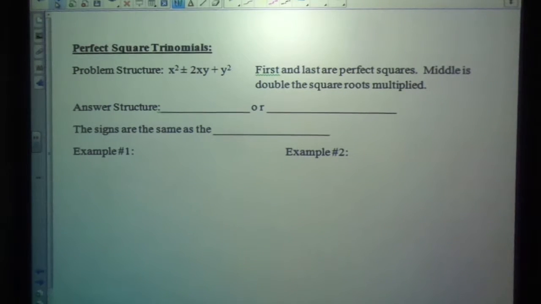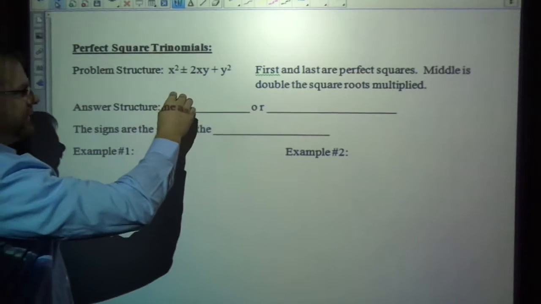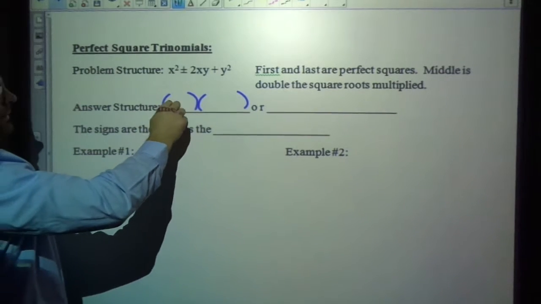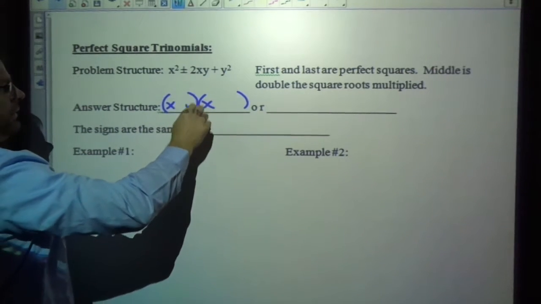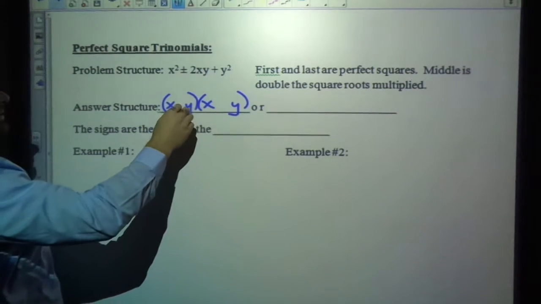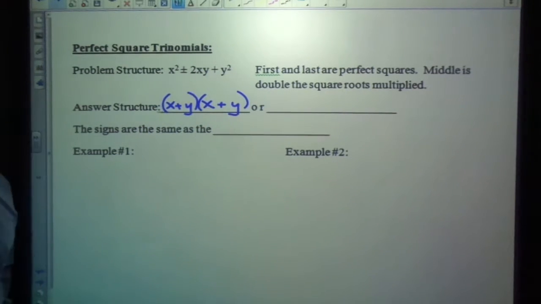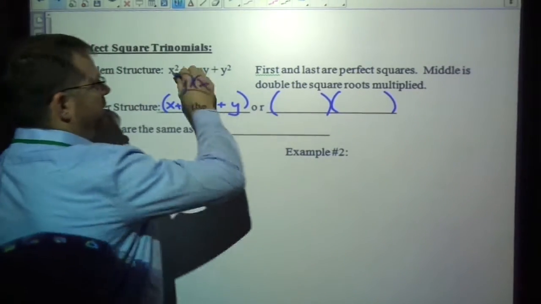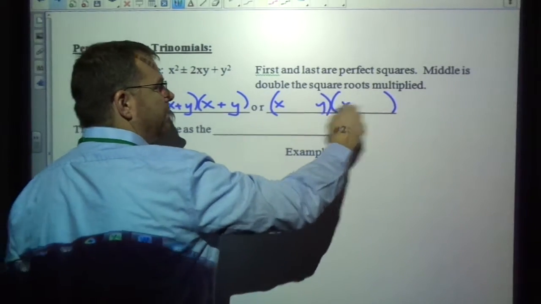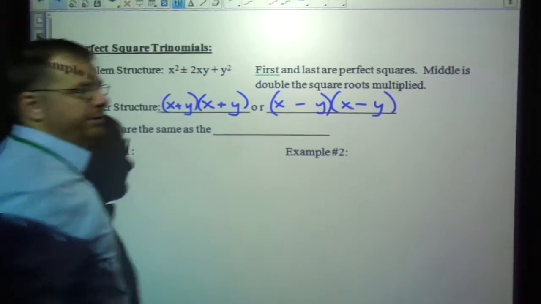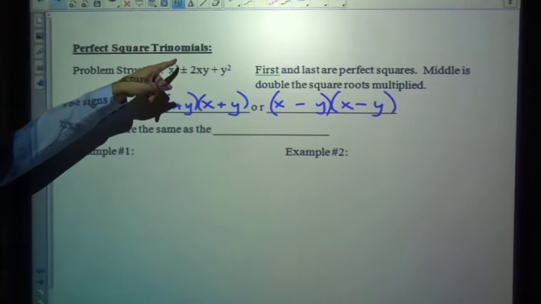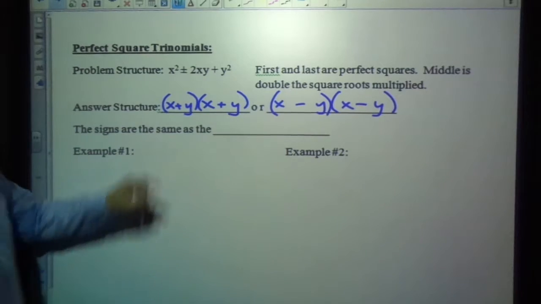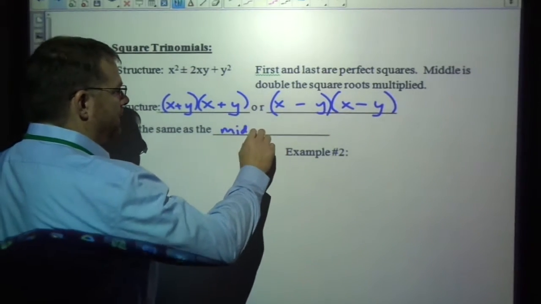When you have something like this, the answer structure looks like this. If this is positive, then it would be the square root here, the square root here, and whatever this sign is going to be the same, plus and plus. If this is negative, then we have square root here, and both negative. So the signs will be the same. Whatever the middle sign is, that's what these both are. Either they're positive or negative. The signs are the same as the middle term.